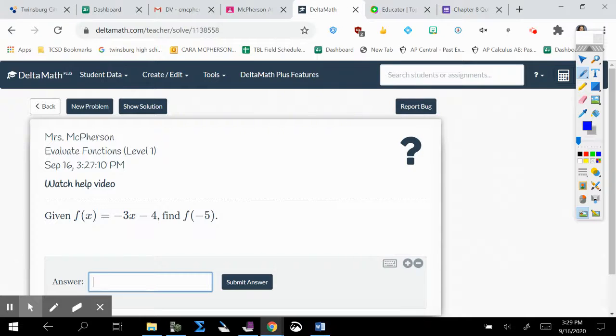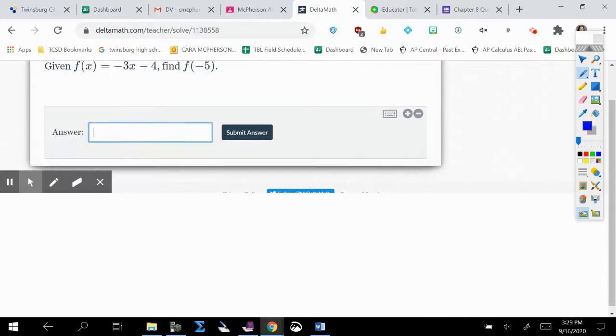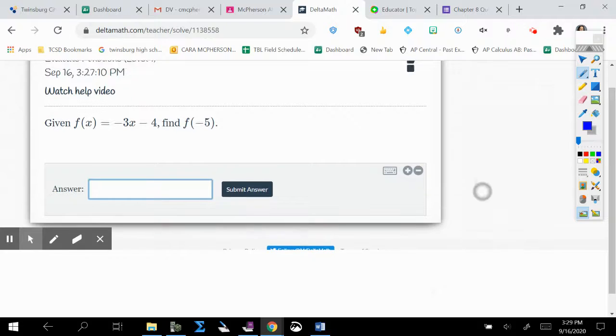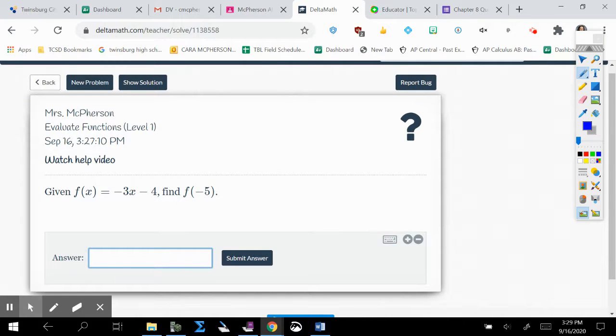And then I'm going to come in here to type in my answer, which is 11. I don't think I'm going to get my keyboard to pop up. That's okay. I get an answer of 11. That's what I would submit, and that's how I would evaluate that function.